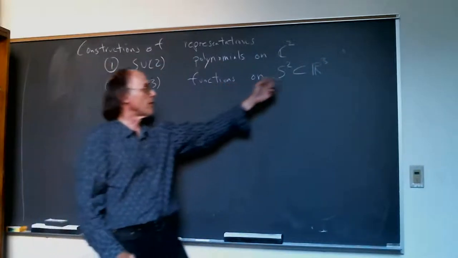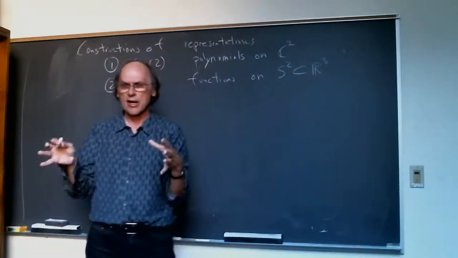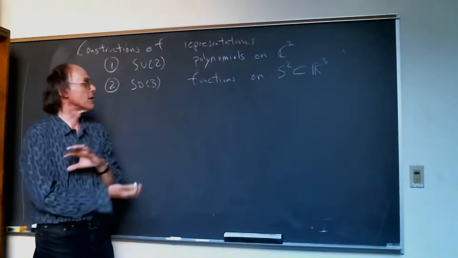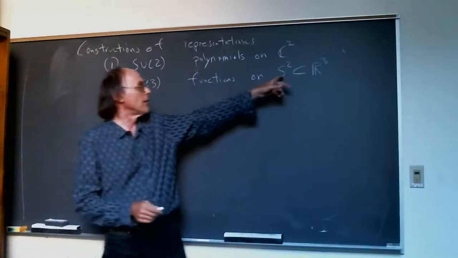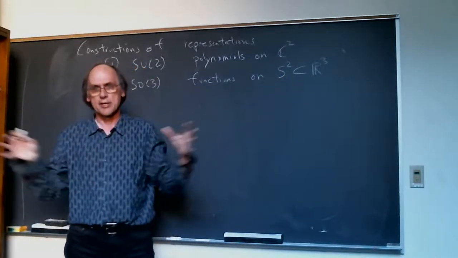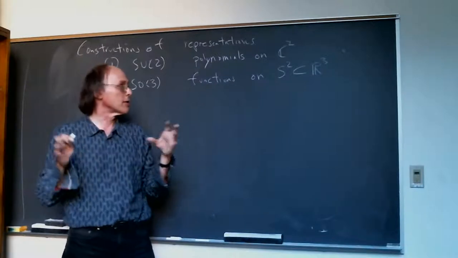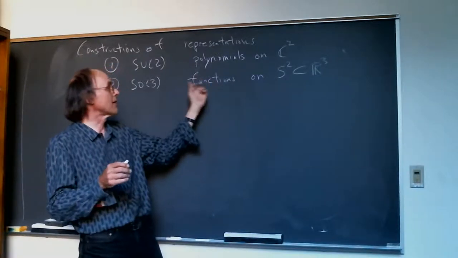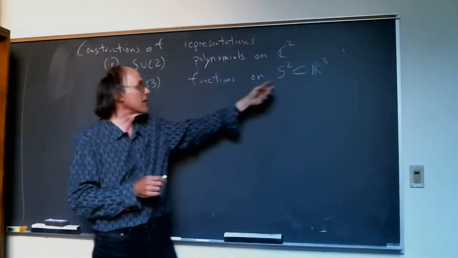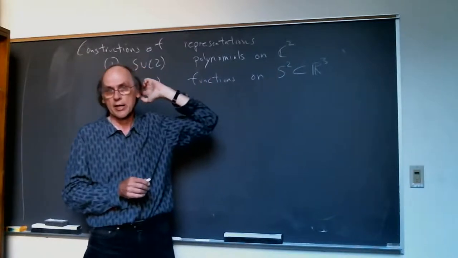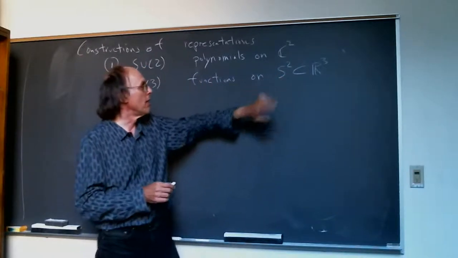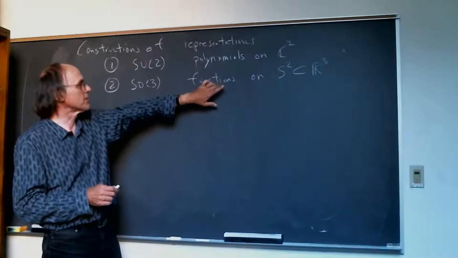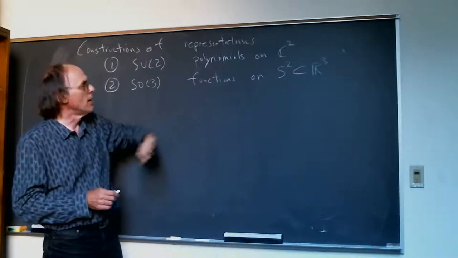So you look at functions on R3, and then you realize that, well, if you do rotations, that's not going to change the distance from the origin. So just to see what happens if you act on the functions by rotations, you might as well fix the distance to the origin. And then the question is, how does this break up?